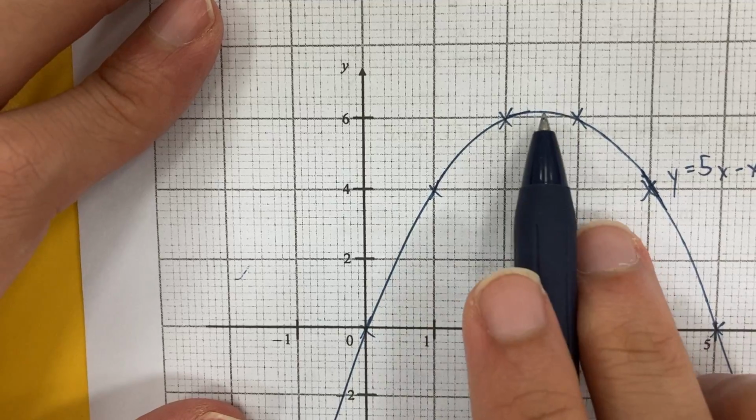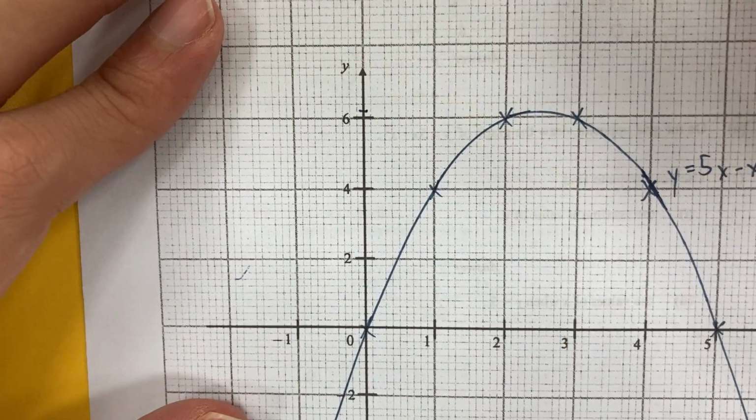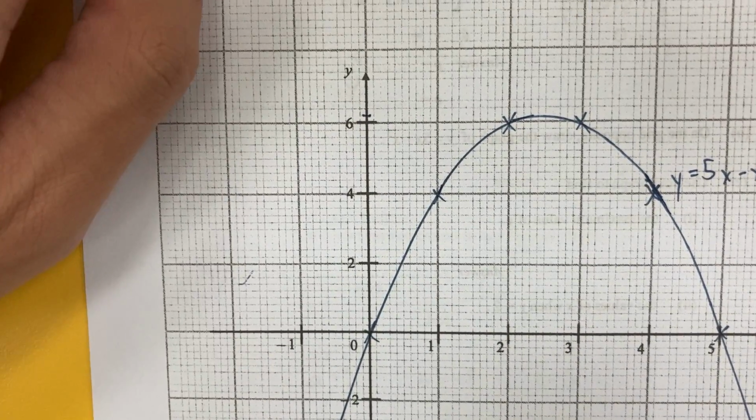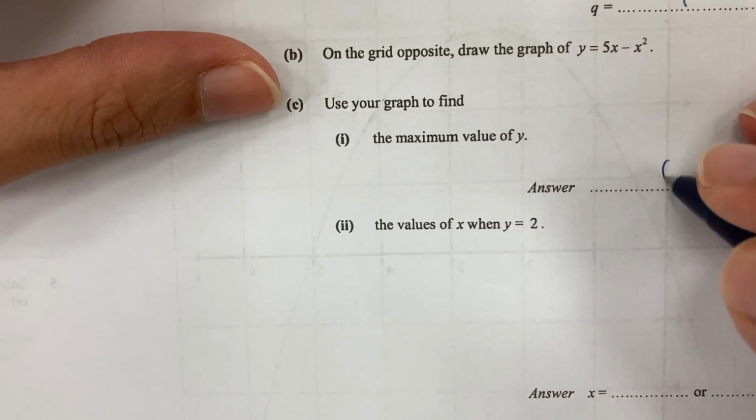So the highest value of y will be here. It corresponds to here. Each square is 0.2, so it will be 6.2. So with that you can answer 6.2. This is the maximum value of y.